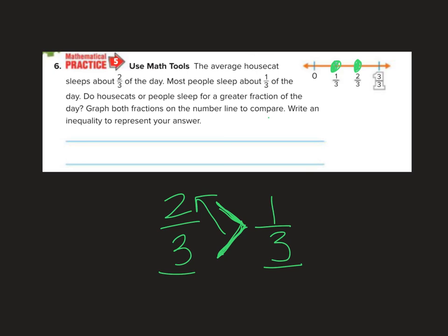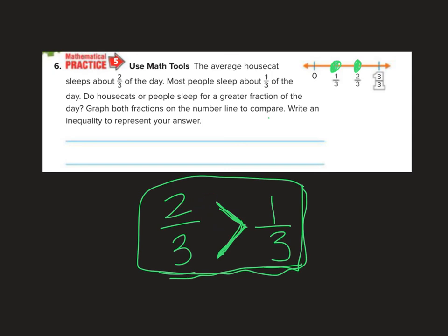Okay, write an inequality. Here's an inequality right here. This is an inequality. It shows that they are not equal to each other and that 2/3 is greater than 1/3. Okay. Oh, we better answer the question. Do house cats or people? House cats sleep longer. House cats is one word. I graphed my fractions and wrote my inequality.